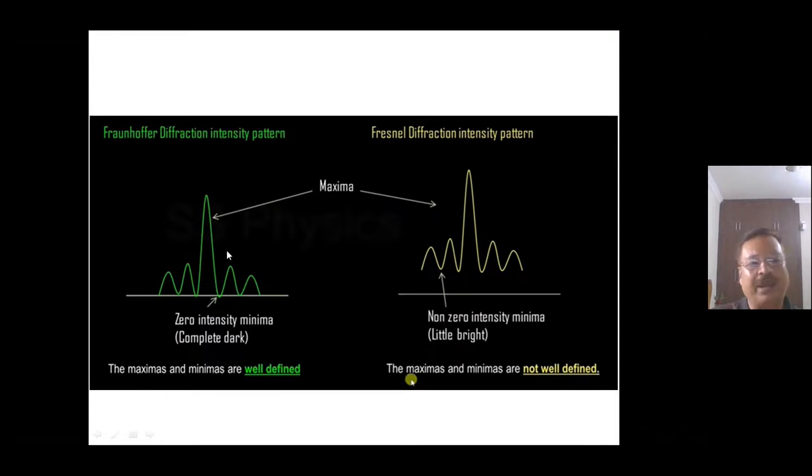If we look at the diffraction pattern due to Fraunhofer diffraction and Fresnel diffraction, this is the difference we observe. In the case of Fraunhofer diffraction, you see zero intensity minima. It means the pattern has bright and dark regions, and dark is completely dark, which is not the case with Fresnel diffraction. It has non-zero intensity minima, meaning the minima will have minimum intensity but it will not be zero. So maxima and minima are not well defined in Fresnel diffraction, whereas in Fraunhofer diffraction, the maxima and minima are very well defined.